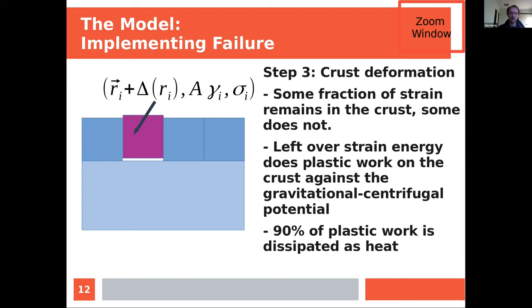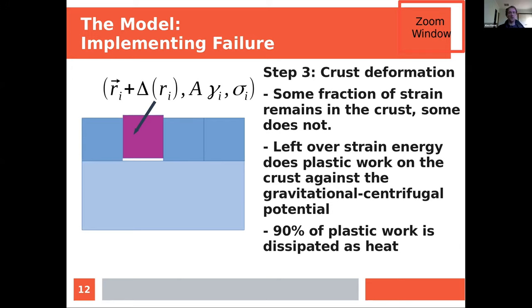Then the next step, and perhaps the key point of this model, is how we deform the crust. So some fraction of strain has left the failed cell in question as it relaxes. Some fraction of that fraction has gone into adjacent cells in a nearest neighbors interaction, but there's some fraction of strain that is, as of yet, unaccounted for. This strain, which corresponds to an energy via the stress-strain relation, we say does work against the gravitational centrifugal potential. It does plastic work on the crust, deforming it.